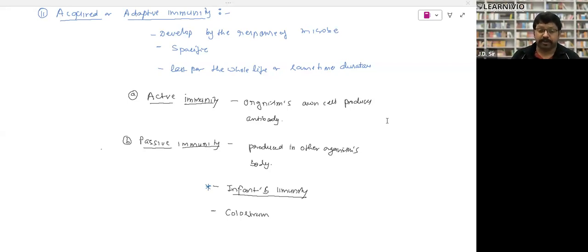Now, what is the passive immunity? Produced by some other organism's body. So have you heard about the plasma therapy, which was used in recent years? It has been used for corona treatment. Have you heard of plasma therapy? No, sir. Okay. Have you heard that a person is very sick and platelets have been transferred to that person? Have you seen that? Yes. So what happens?